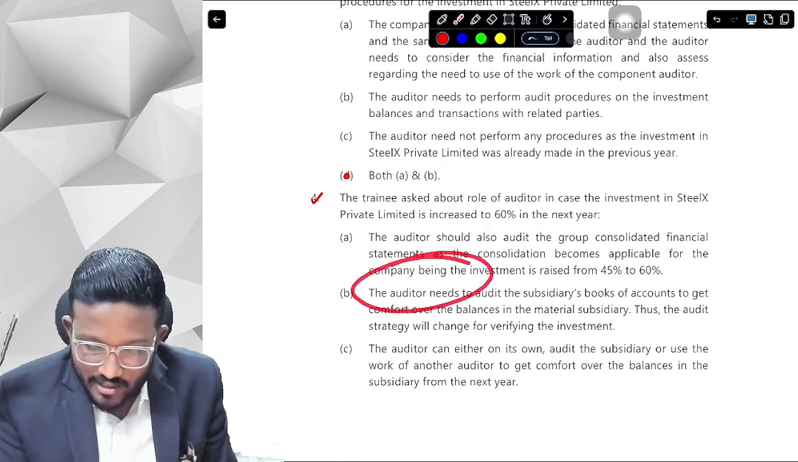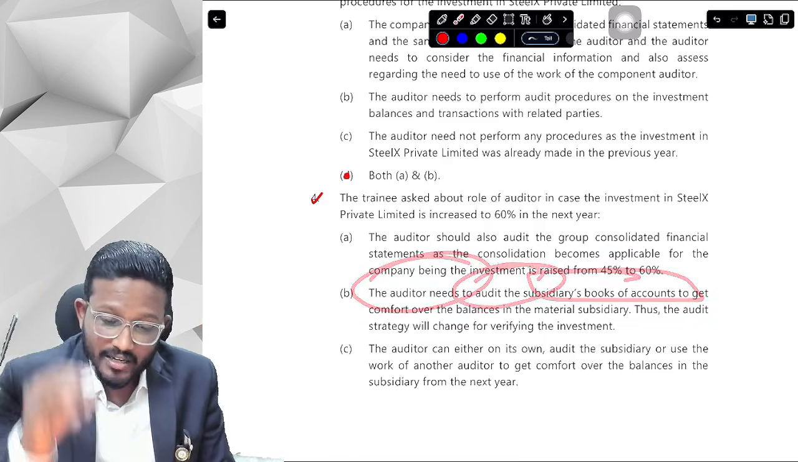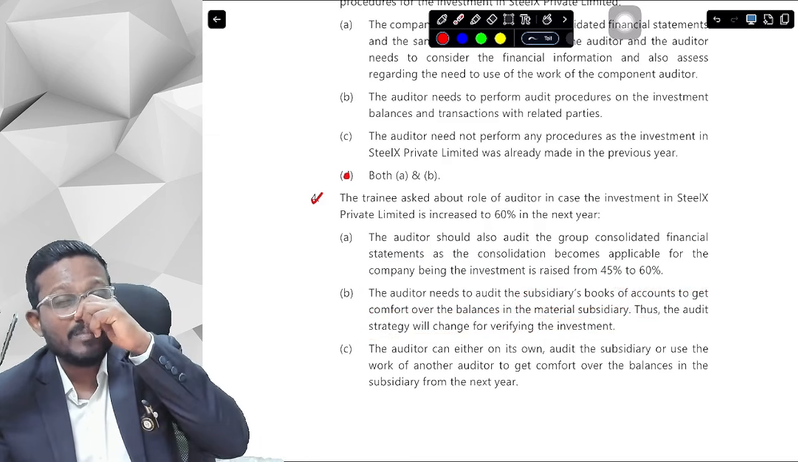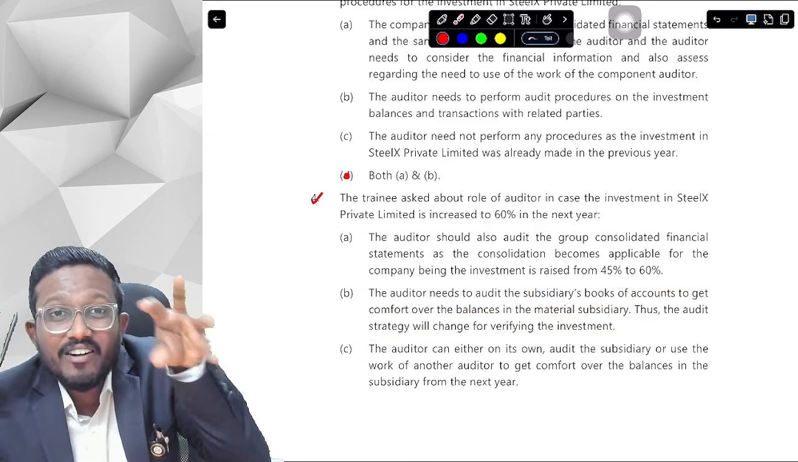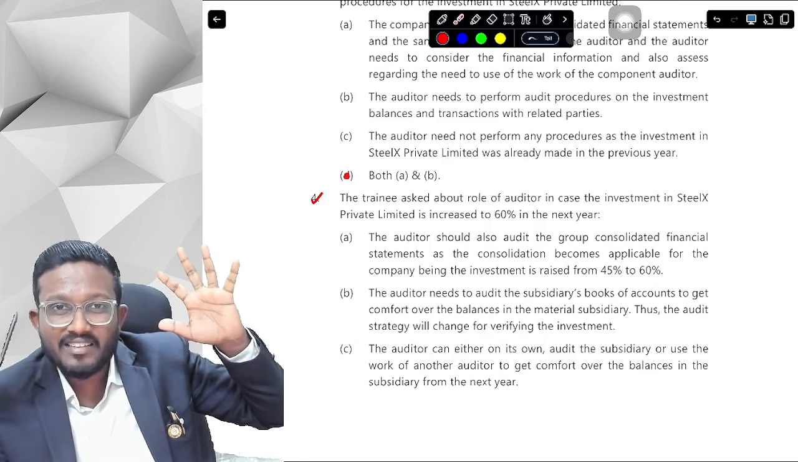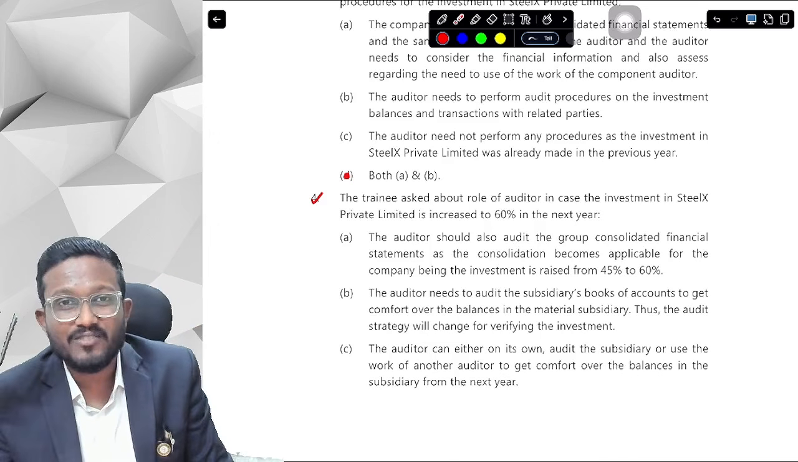Secondly, the auditor needs to audit the subsidiary's books of accounts to get confirmation over the balances in the material subsidiary. Thus the audit strategy will change for verifying the investment. Do we have to audit the subsidiary mandatorily? No sir, we can hire a different auditor for auditing the subsidiary. We don't have to individually verify the subsidiary's books of accounts ourselves.